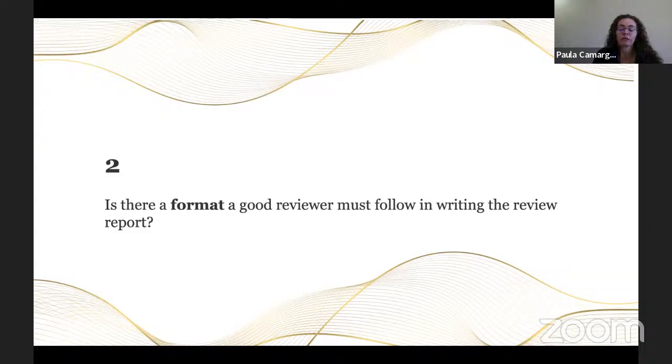Then, when you're reviewing a paper, you are an expert in that topic. So many times you are able to check citations and references. I think this is important, but I don't think that's the most important. I think the reviewer should focus more on the content, but sometimes we can recognize some mismatches in citations and references.